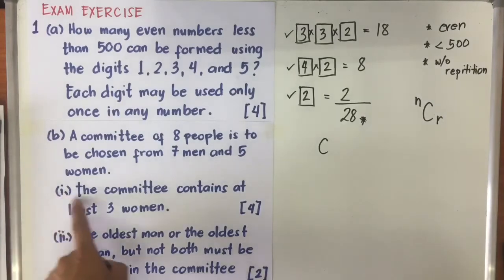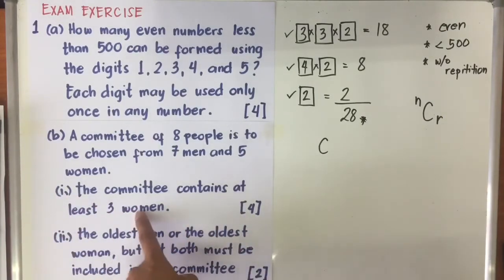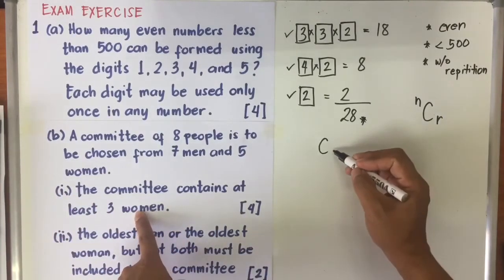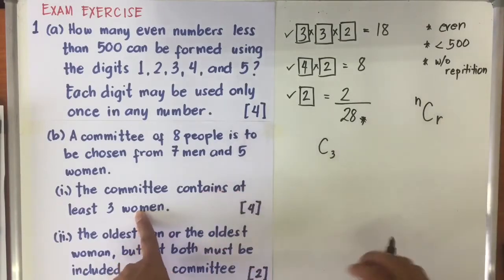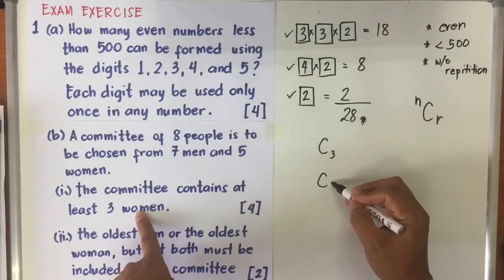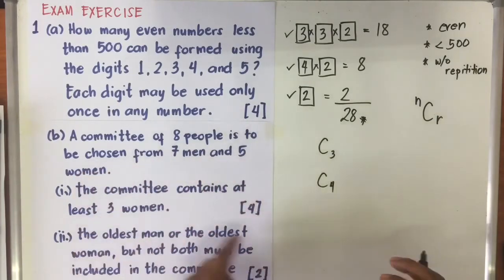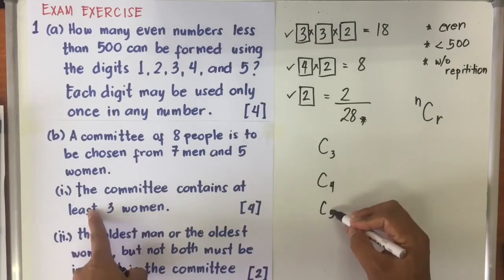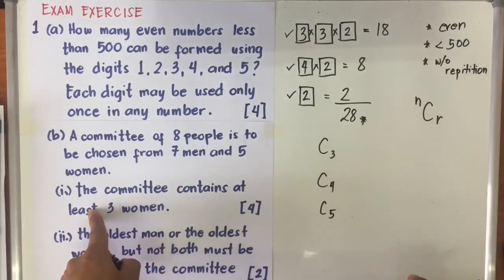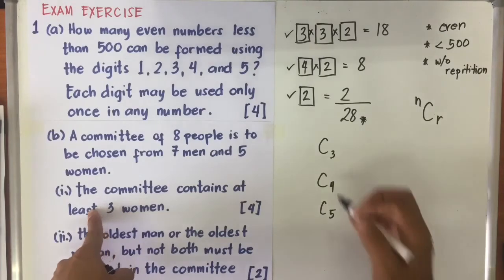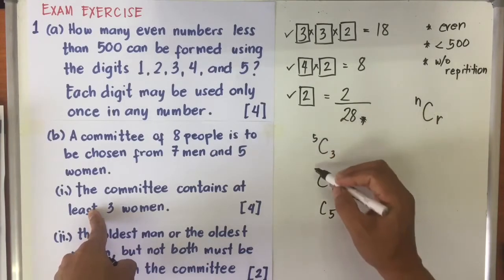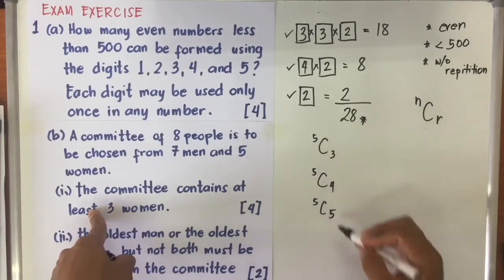Okay. It says the committee contains at least 3 women. So it can be 3 slots for the women. It can also be 4 slots for the women. And remember, there are only 5 women, so it can also be 5 slots for the women. Okay, now how many women do we have? We have 5 women, 5 women, and 5 women.